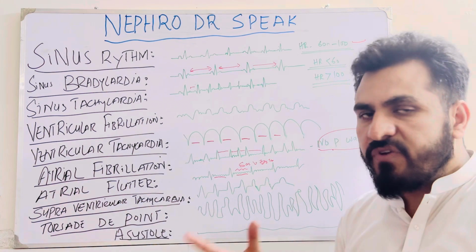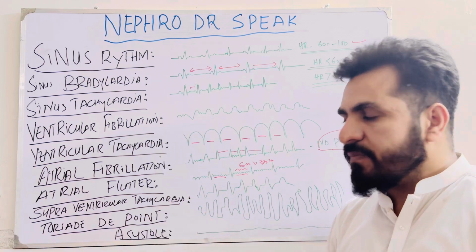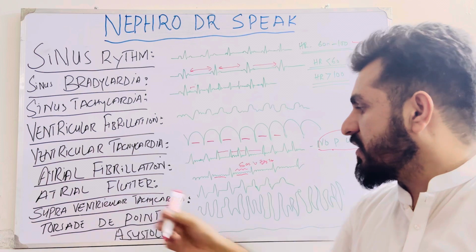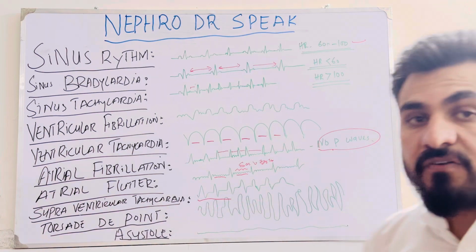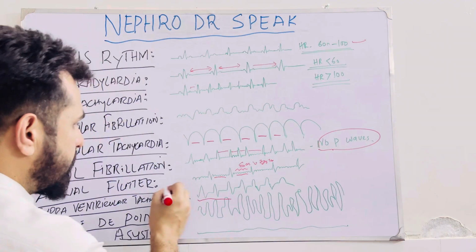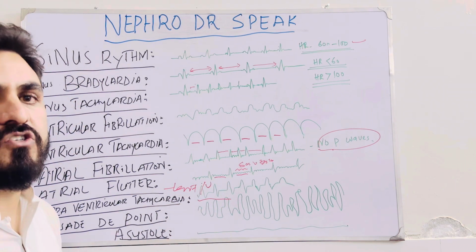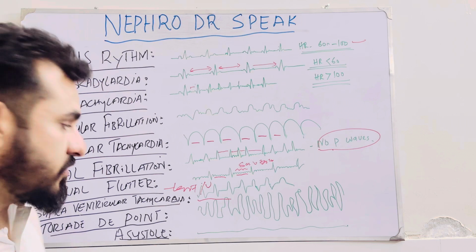Supraventricular tachycardia is when the origin of the tachycardia is above the ventricle, we call it supraventricular tachycardia. And the treatment of choice for supraventricular tachycardia is carotid massage, Valsalva maneuver, as well as adenosine, and then we go for beta blocker and calcium channel blocker.